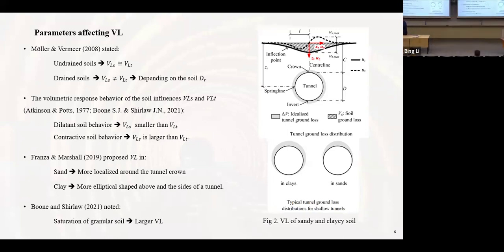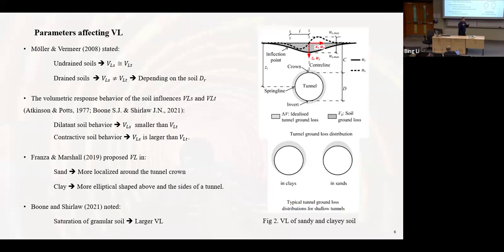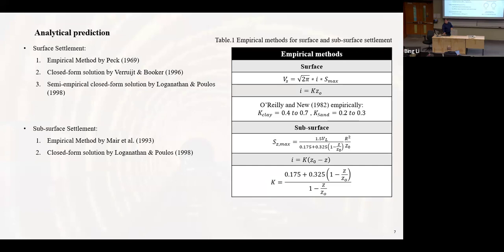For sand, as you can see in this picture, the volume loss is somehow localized above the tunnel crown, but for the clay, it is somehow elliptical around the tunnel. So the type of soil somehow determines the shape of volume loss that we have to face.